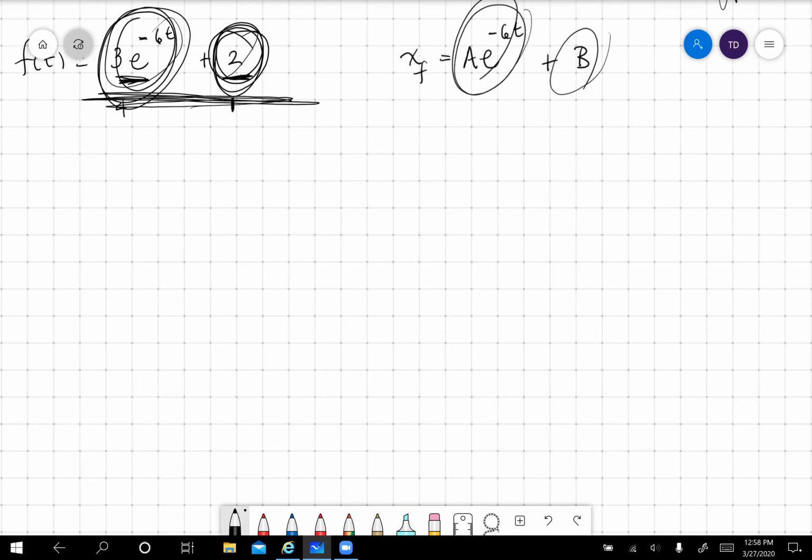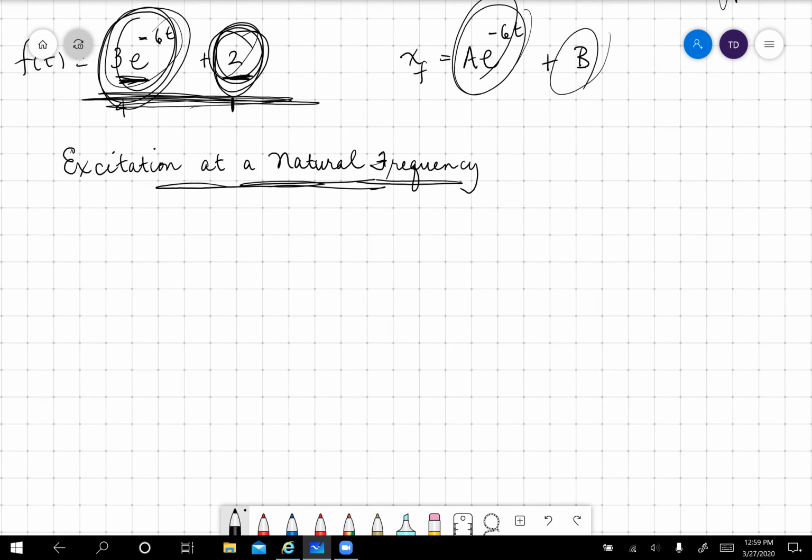Okay, concept. This concept is called excitation at a natural frequency. And if you think through what these words mean, you might be able to figure out what's going on. Students struggle with this concept, and I really don't know why. I'm not sure why they struggle. So I'm going to try really hard to ensure that you understand what this means and what consequently you should do differently in your guess.